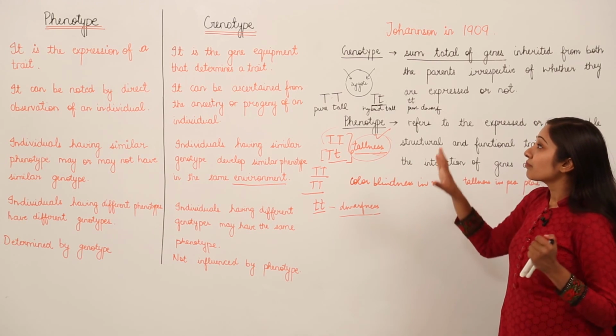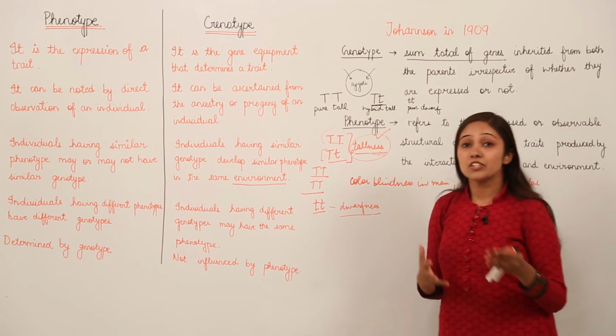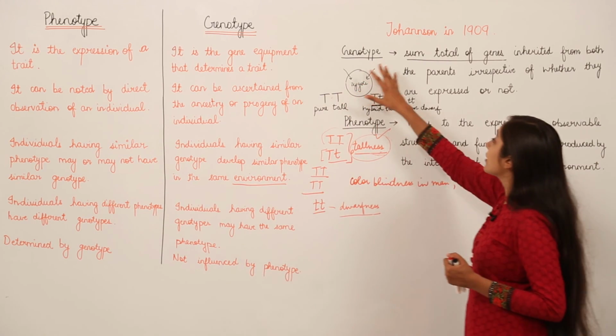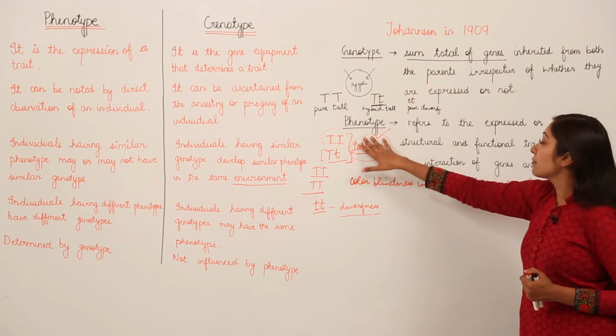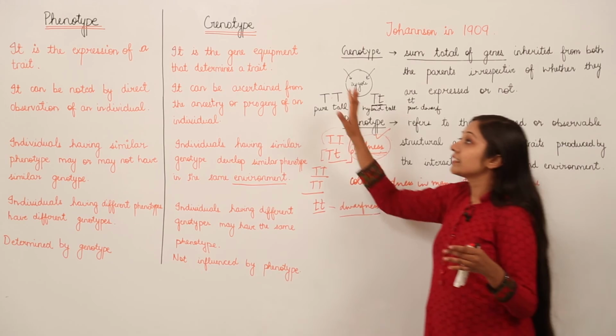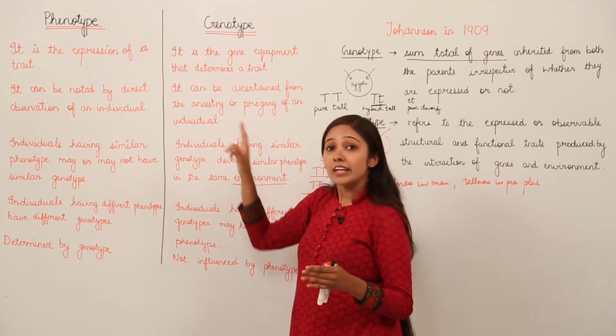So remember, this concept of phenotype and genotype was given by Johannsen in 1909. What does genotype refer to? It refers to the sum total of the genes. Phenotype refers to the expressed or observable structural and functional traits. These are the differences. I hope now these are very clear to you.